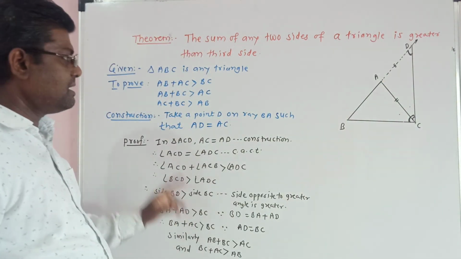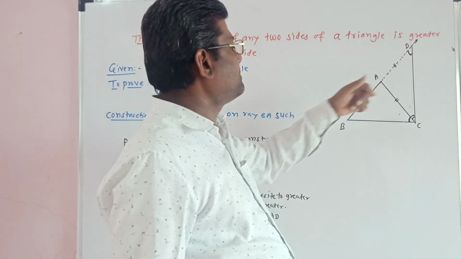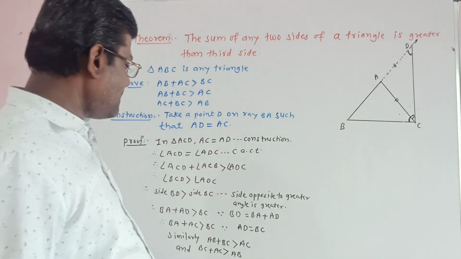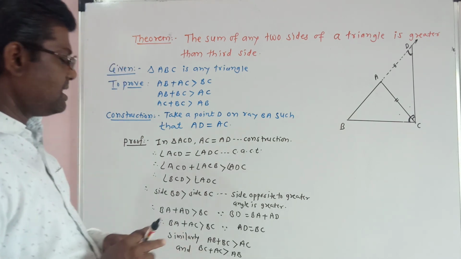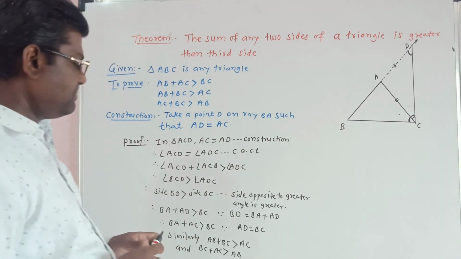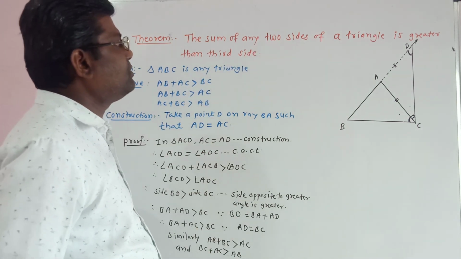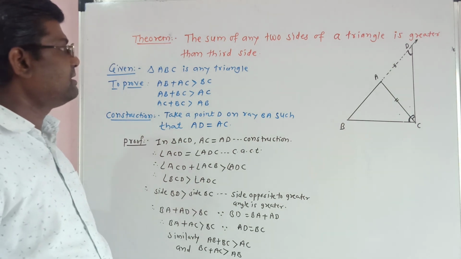So BA plus AD is greater than BC. But AD is equal to AC. So BA plus AC is greater than BC. Similarly, we can prove AB plus BC greater than AC and BC plus AC greater than AB. Therefore, the sum of any two sides of a triangle is greater than the third side is proved.